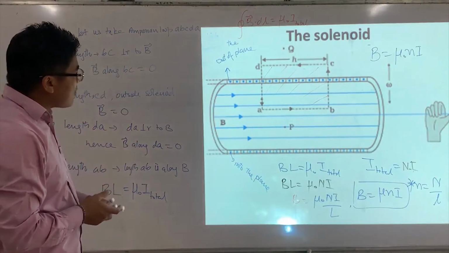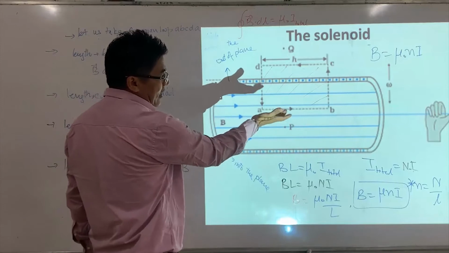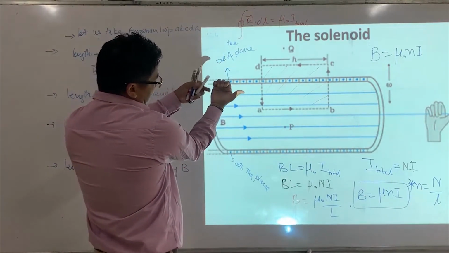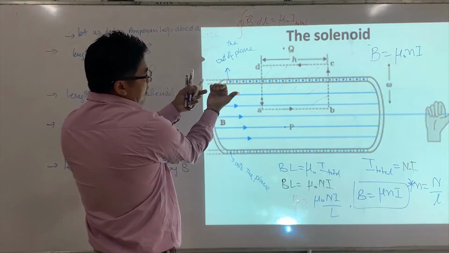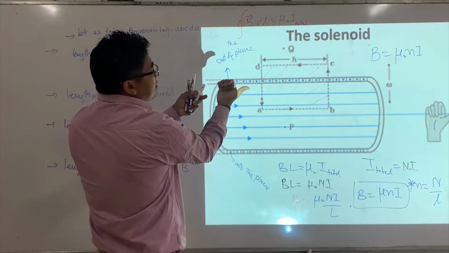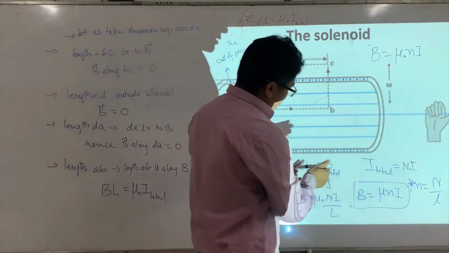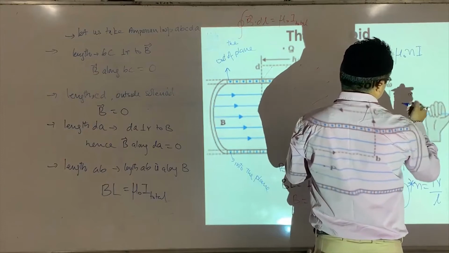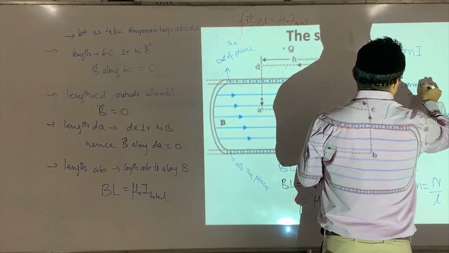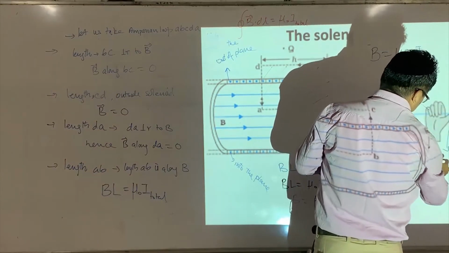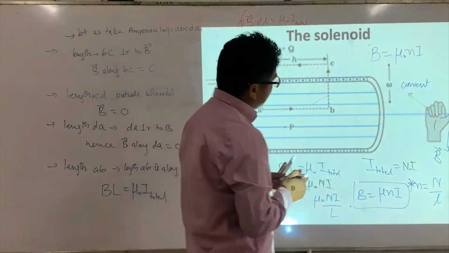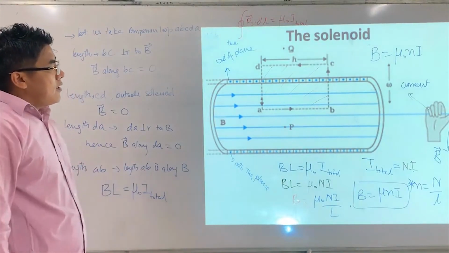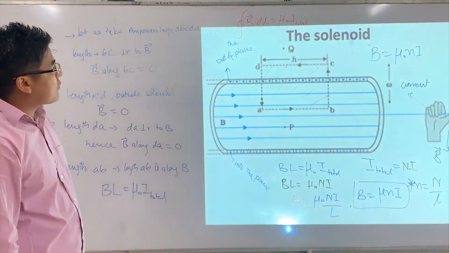And what about the direction of the magnetic field? Right-hand thumb rule again. The fingers curl in the direction of the current, and the direction of the thumb is the magnetic field. So this is the current and that is the magnetic field. Alright, so this is for the solenoid.